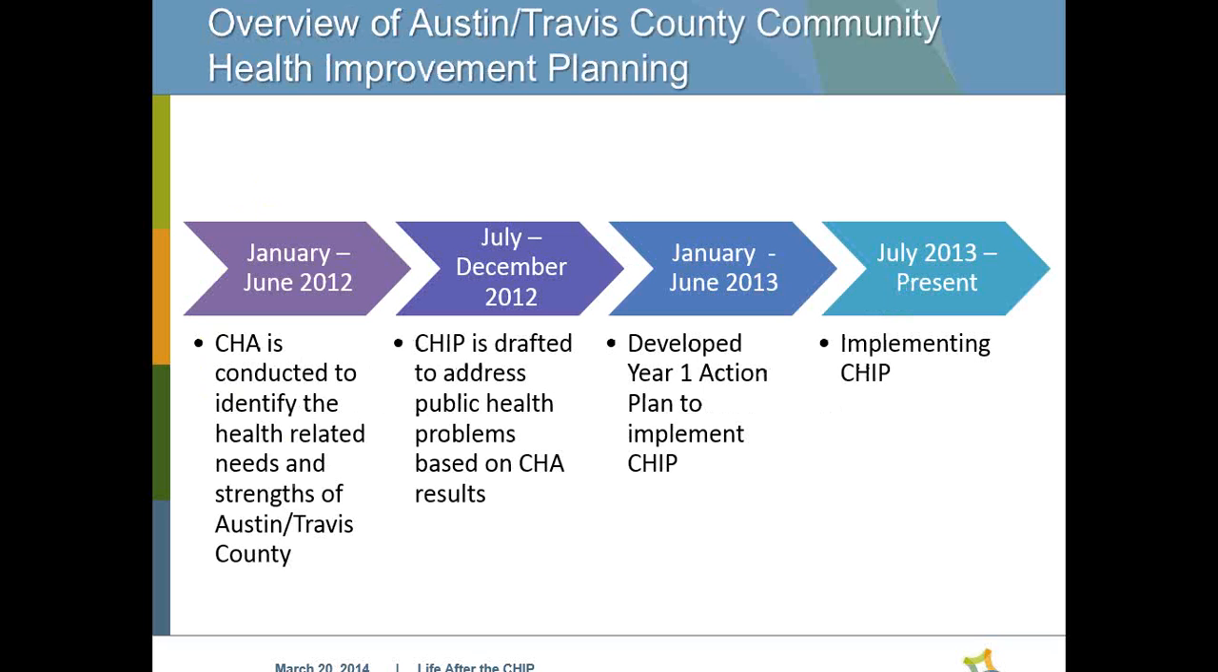Here is a brief timeline of the process that was conducted in Austin, Travis County. You can see that from January to June 2012, we conducted the community health assessment to identify the health-related needs and strengths of Austin, Travis County over a period of about 6 months. And then in the subsequent 6 months, from July to December 2012, a community health improvement plan was drafted to determine the major health priorities, overarching goals, and specific objectives and strategies that could be implemented across the community strategically. And Vina will be talking a little bit about this later on in her presentation. And then last year, an action plan was developed to implement the CHIP in Austin, Travis County, and where they're currently in the process of implementation.